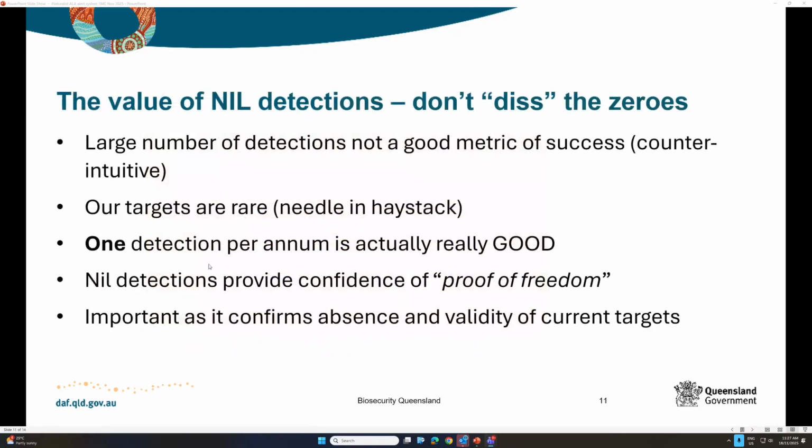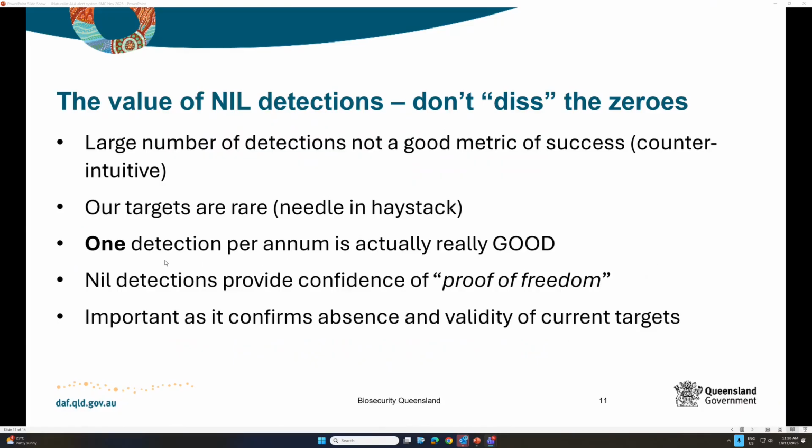Also, I'll give a plug for the nil detections. People do tend to dismiss zero or nil detections, but they are really important from a biosecurity point of view. There is a tendency for people to count the number of significant detections as a metric of success. That is important, but nil detections have value as well. Our targets are very rare, literally needle-in-a-haystack type stuff. So just getting one detection per annum is actually a really good outcome.